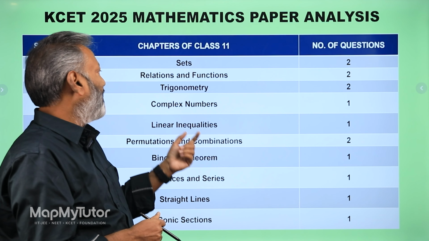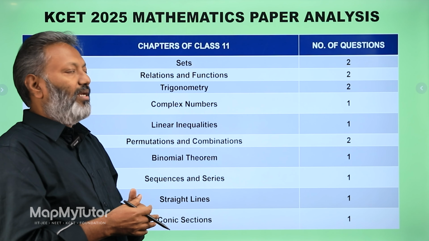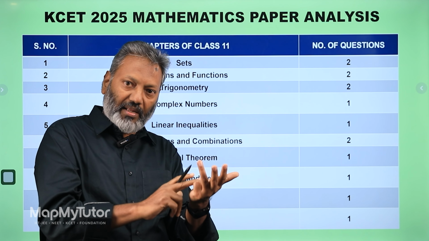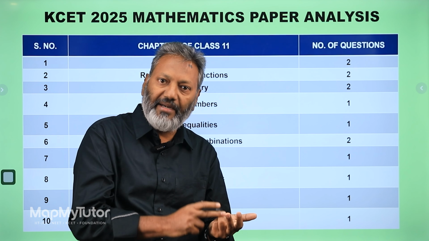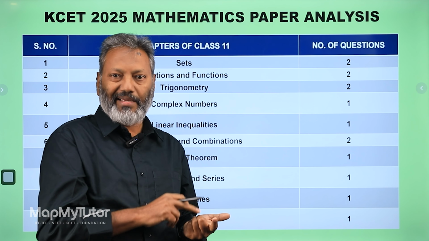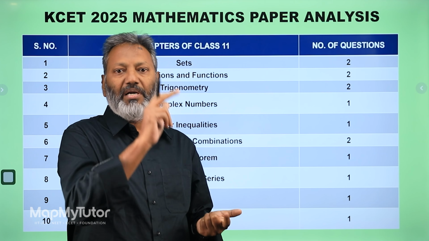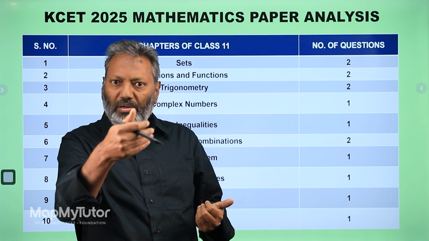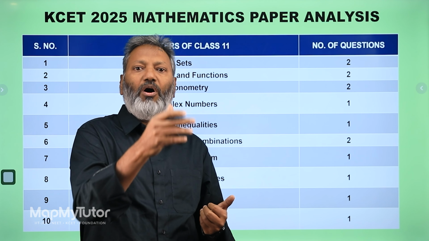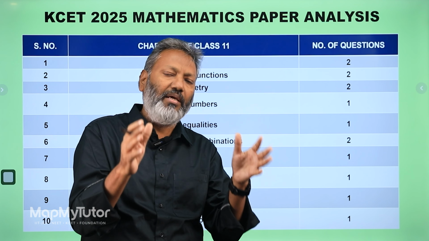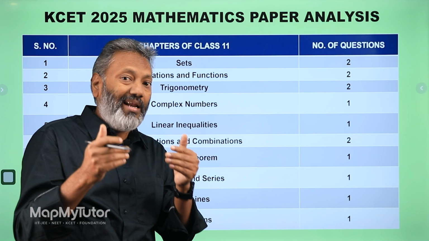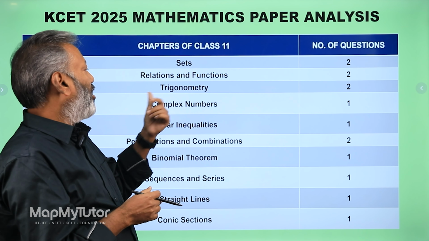Let us move on to the third, trigonometry. In trigonometry, another 2 questions. What are the concepts to focus on? Number 1, allied angles. Number 2, identities. Number 3, compound angles. Number 4, multiple and submultiple angles. Number 5, transformations. See all these concepts and focus on them. Particularly in trigonometry, formulae are very important. Just make a list.